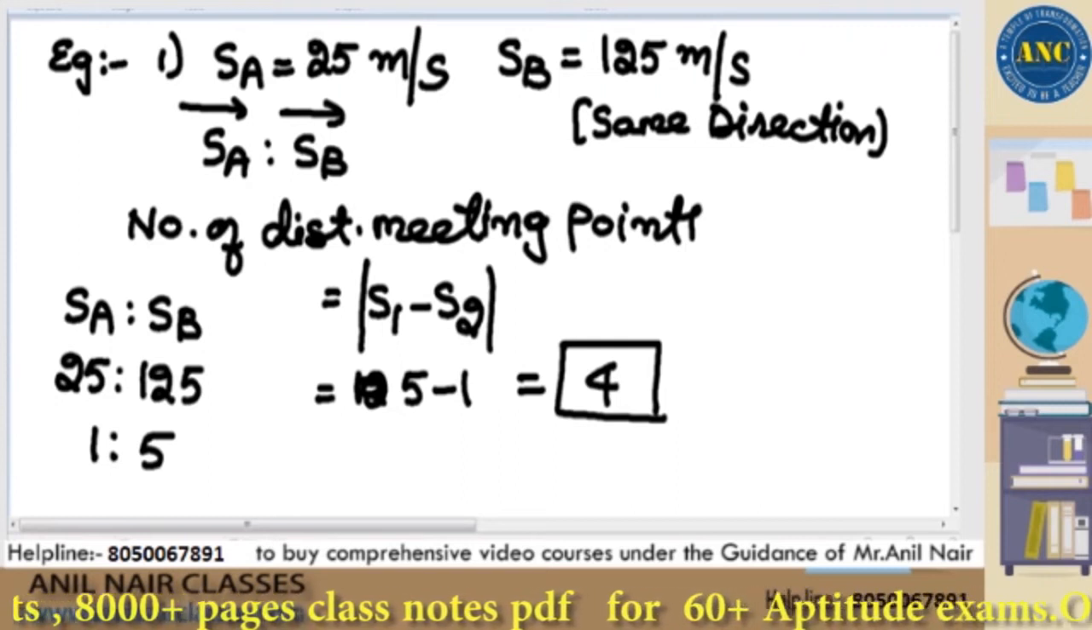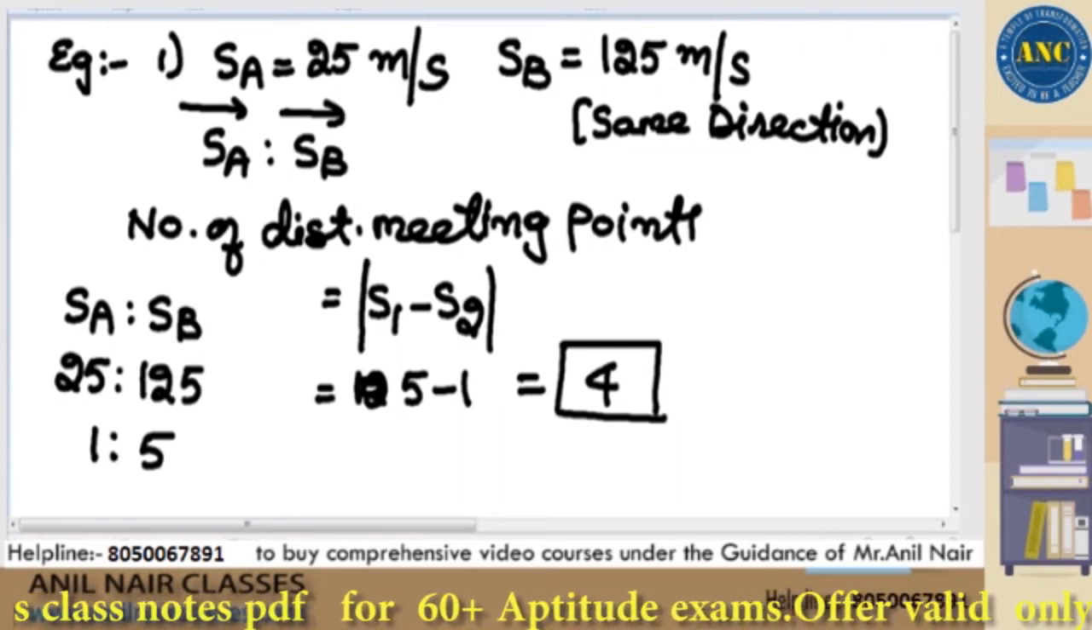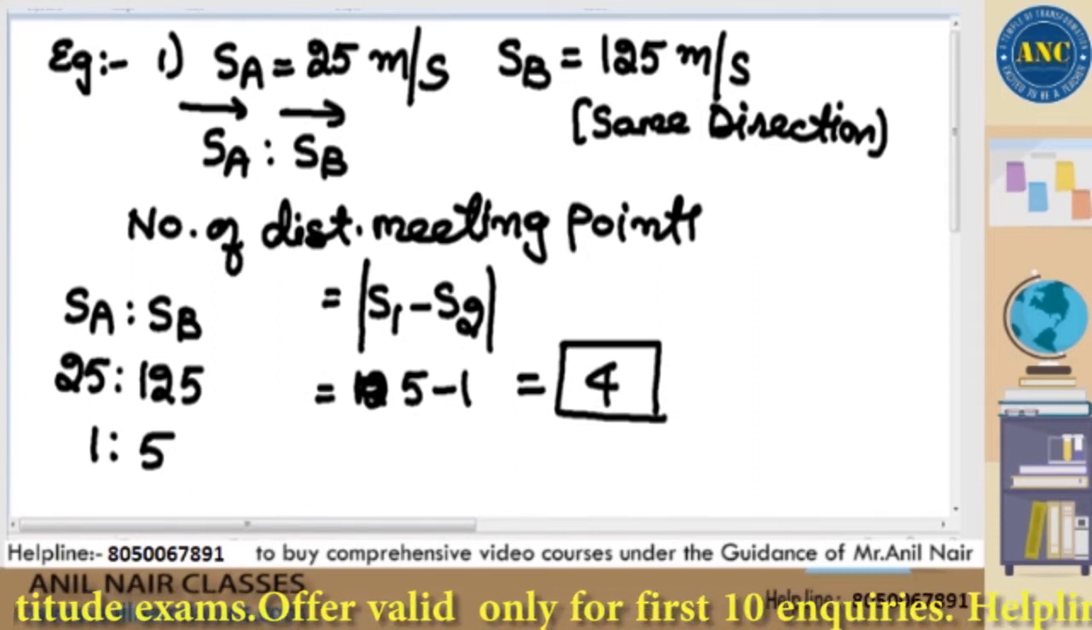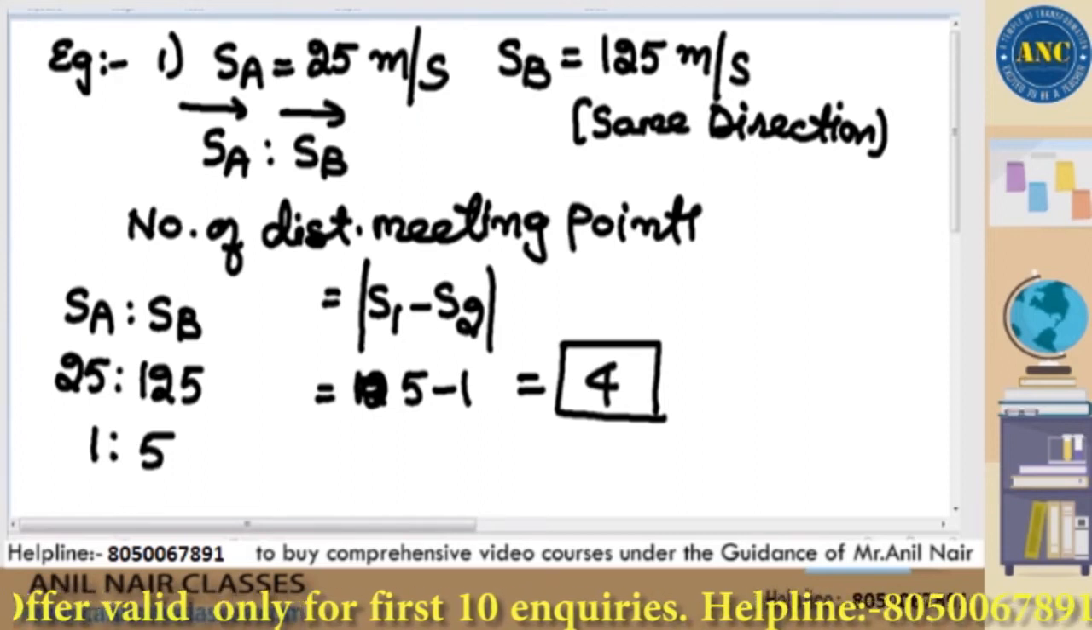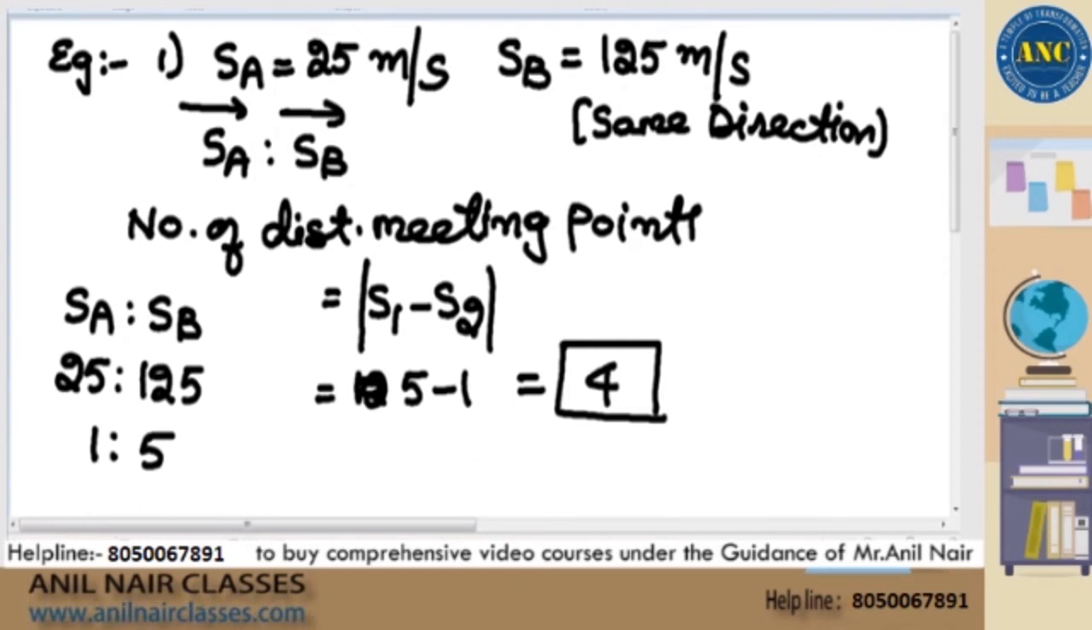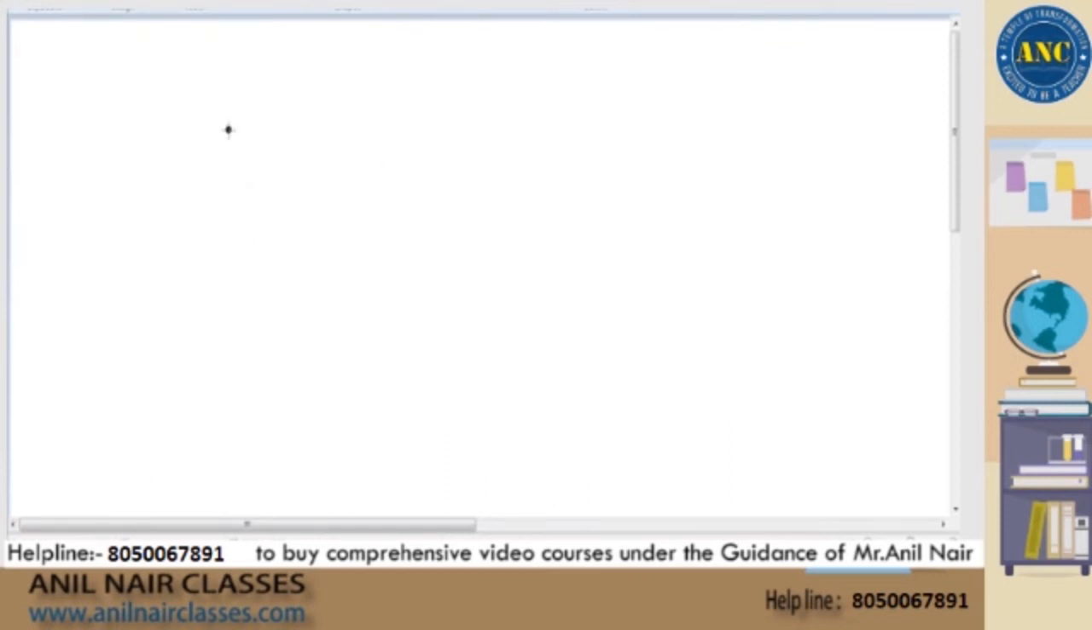Number of distinct meeting points is given by 4. This is a very simple example. Second example, this quality of questions you are not going to find anywhere. You ask me any doubt in this topic, I'll be more than happy to discuss if it is relevant. Number of distinct meeting points is given by mod of S1 minus S2. Second question, listen carefully.